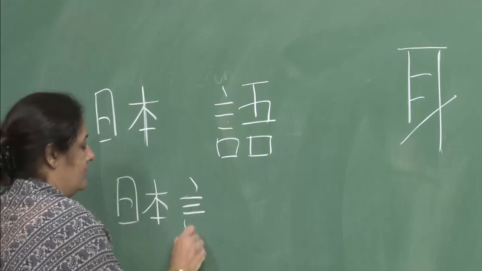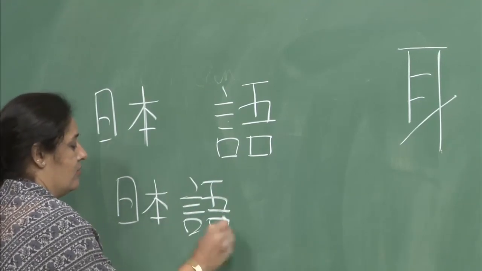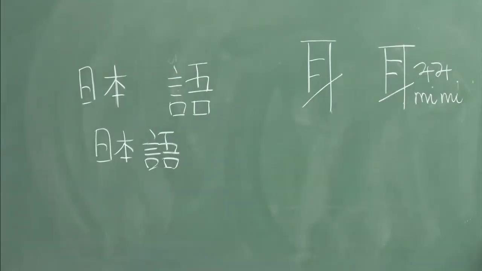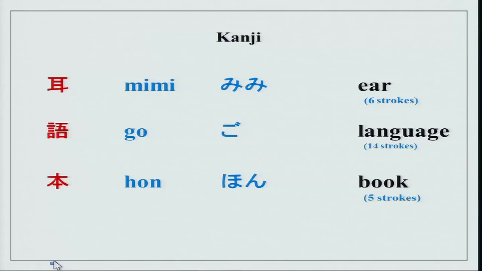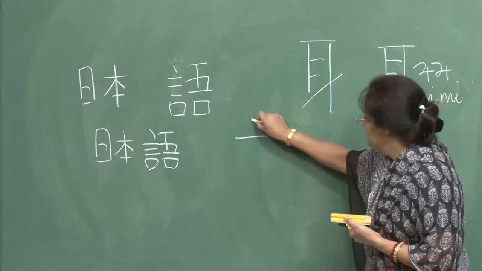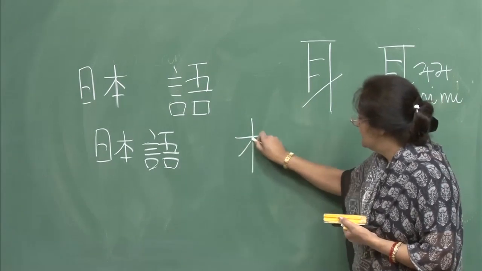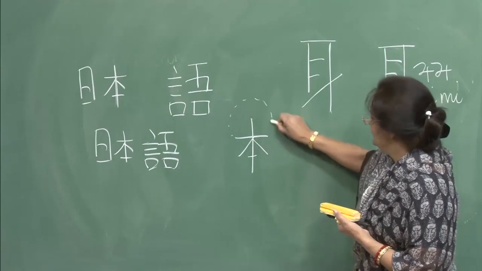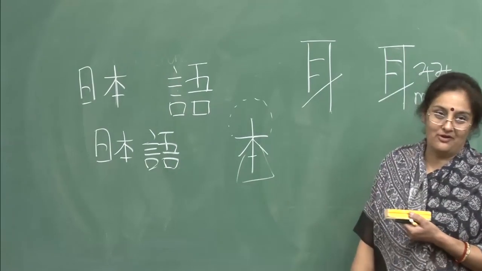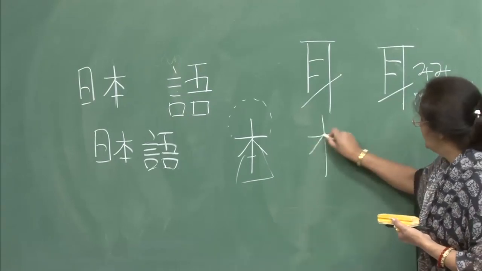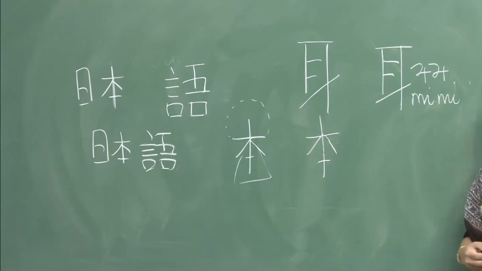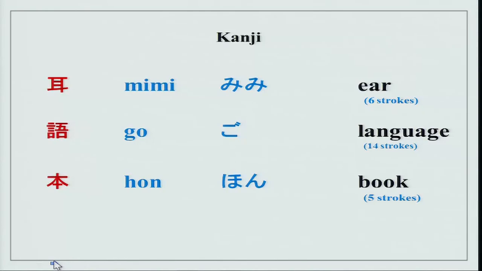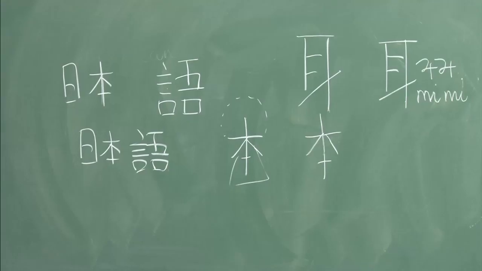Nihon and go. Nihongo. So, go is given over here. It means language. And then of course, the last one is hon, which I just did with you. This is ichi, this is ju, this is ki and this is hon. Now, this is a ki which you cut, you make paper and from paper you make hon. So, you cut a ki and you make hon. That is how hon has come into being. This also has another meaning, but for the time being we will just stick to hon.